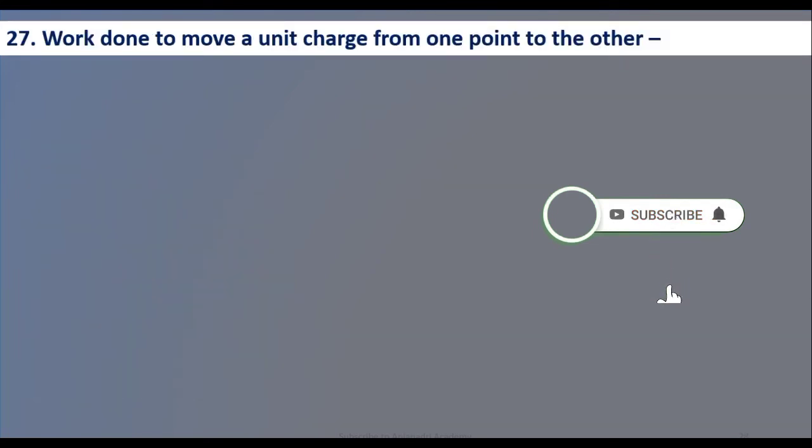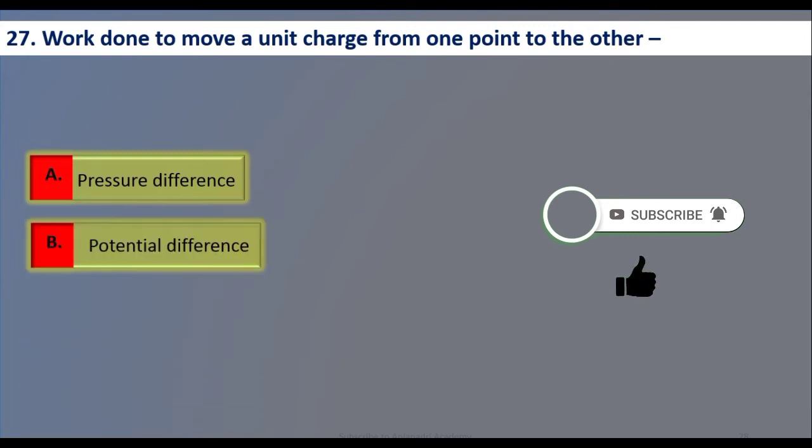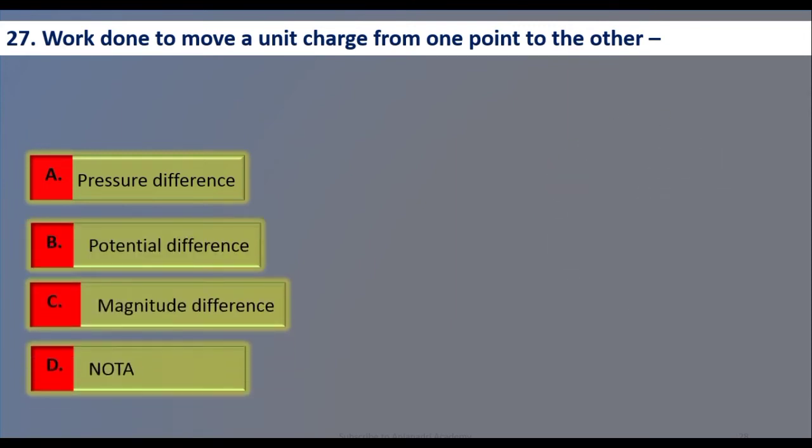Work done to move a unit charge from one point to other is called as pressure difference, potential difference, magnitude difference, none of the above. Yes, it is potential difference, that is work done to move a unit charge from one point to the other is called as potential difference.